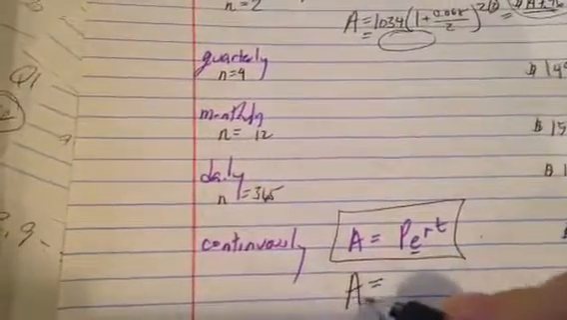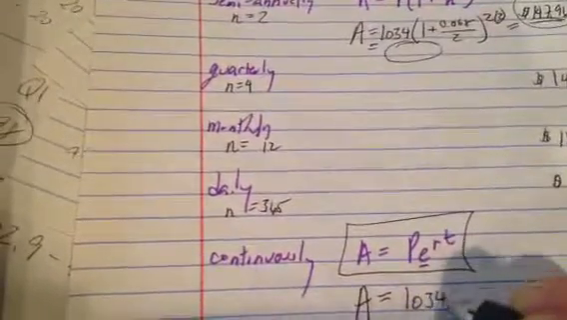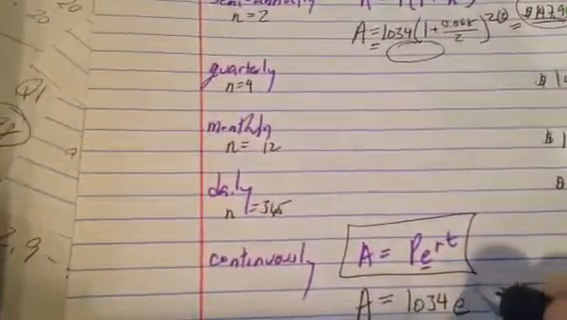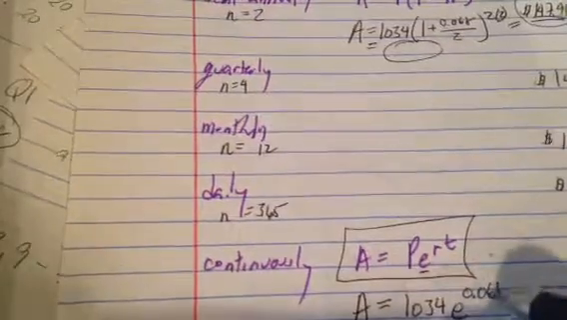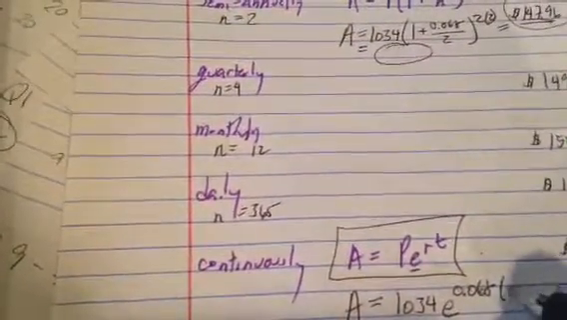So this is the formula you're going to use for compounding continuously, and it's just the final amount will be your initial amount, which is that 1,034, times e to the 0.068, and the time is 2 years.